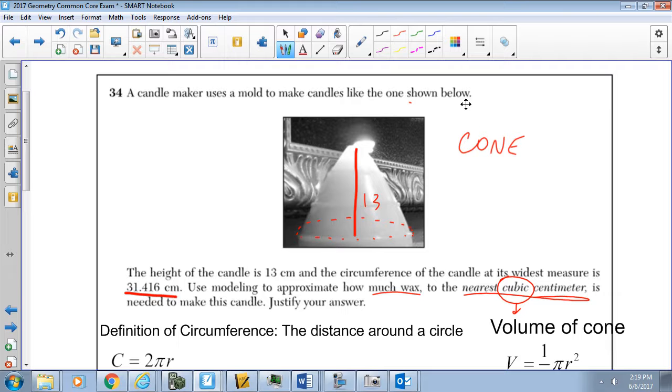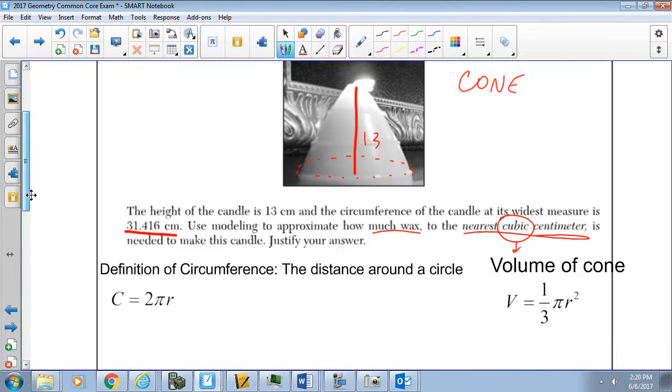Okay? So I need you to write down the volume of a cone, which is this. All right? The formula for the volume only requires having the radius. The problem is we don't have the radius, but we do have the circumference. And I want you to write down what the definition of circumference is. That's the distance around the circle. So again, imagine a cone, and a cone has a circle at the bottom, the widest part, that's the circumference.